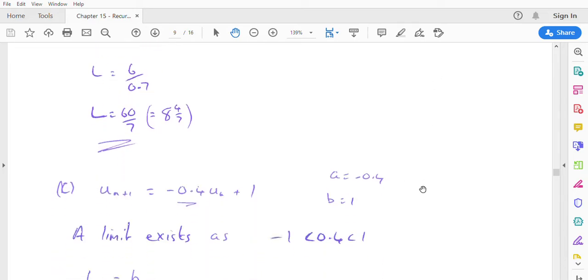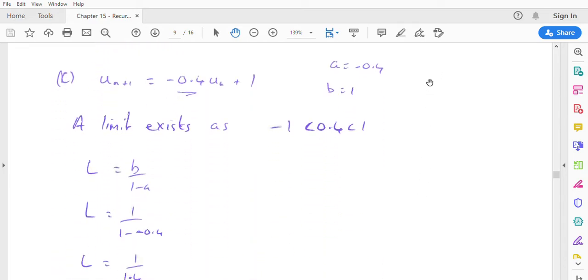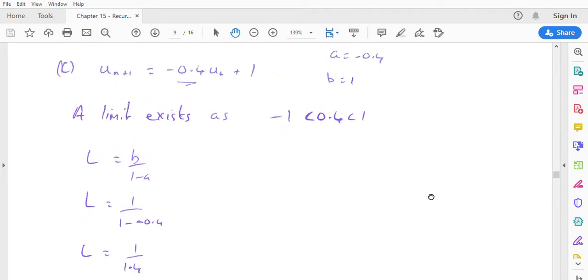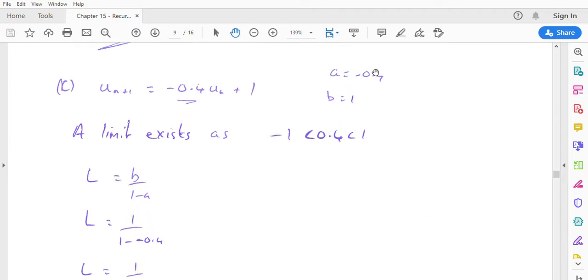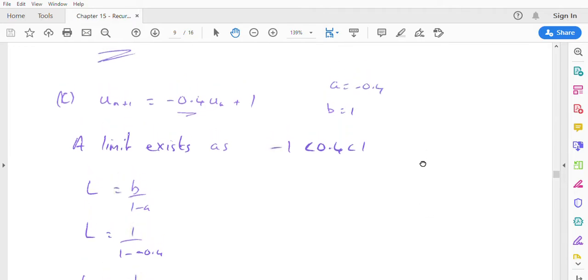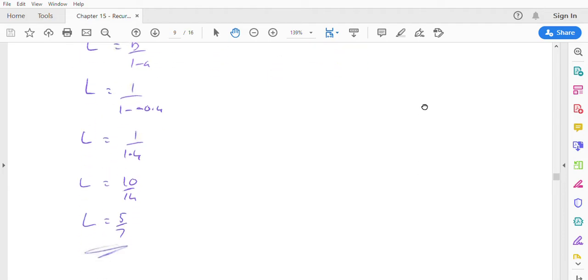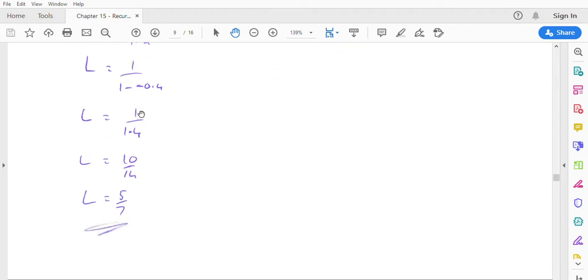Let's have a look at part C, essentially the same question, different numbers. Again, the coefficient of un does lie between -1 and 1, so a limit will exist, so we'd make the statement. And then substitute in the values, a is -0.4, b is 1, substitute in. We end up with 1 over 1.4, again multiply numerator and denominator both by 10 and simplify.